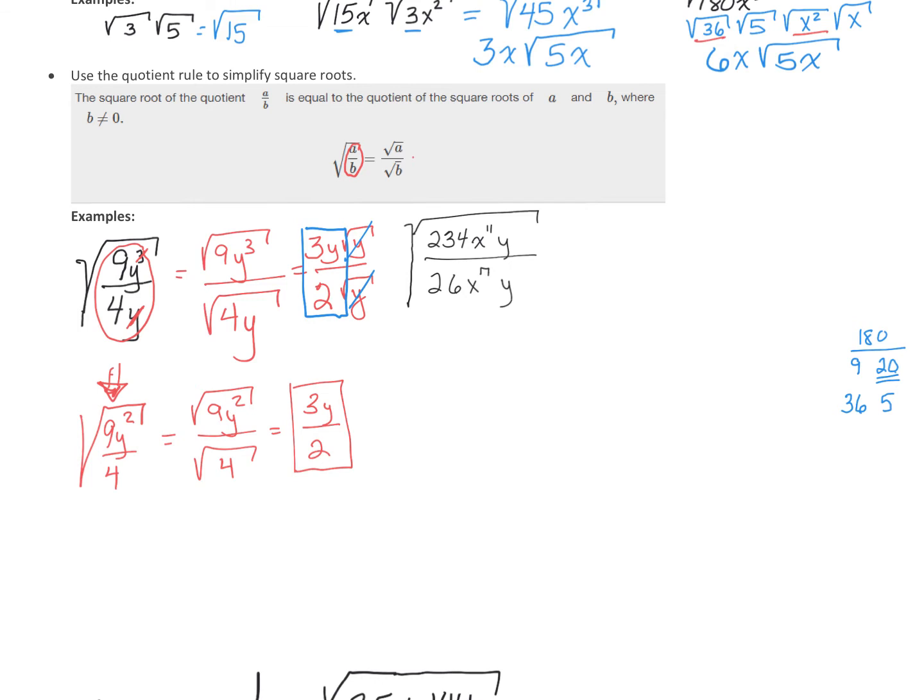So let's take a look at this next example. These numbers are a little bigger. I think I'm going to simplify this before I try to take a square root. So 234 divided by 26 is 9. Oh, that's a lot nicer, isn't it? And then x to the 11th divided by x to the 7th, we're going to subtract 11 minus 7 and get x to the 4th. And you'll notice that these y's are just going to go away. So here we're going to take the square root of 9, which is 3, and the square root of x to the 4th, which is x squared.